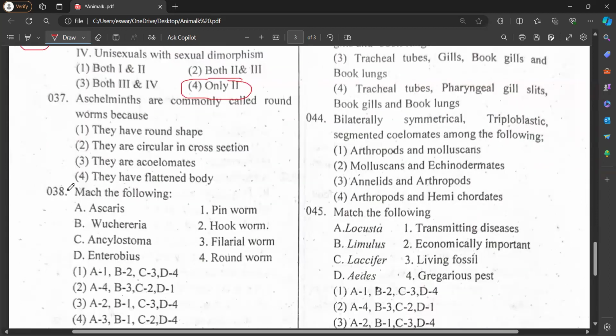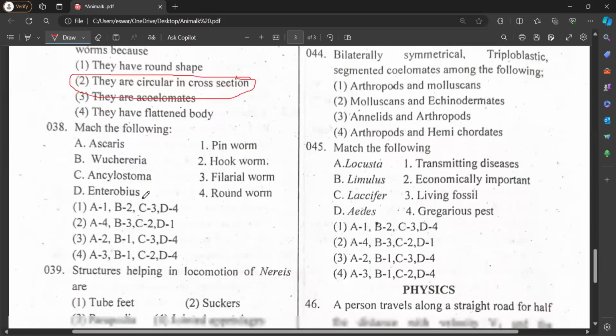Next, aschelminthes are commonly called roundworms because they have round shape, they are circular in cross section, they are acoelomates, they have flattened body. We know that aschelminthes are roundworms since they are circular in cross section, not round. This is a mistake prone area, right? They are circular in cross section.